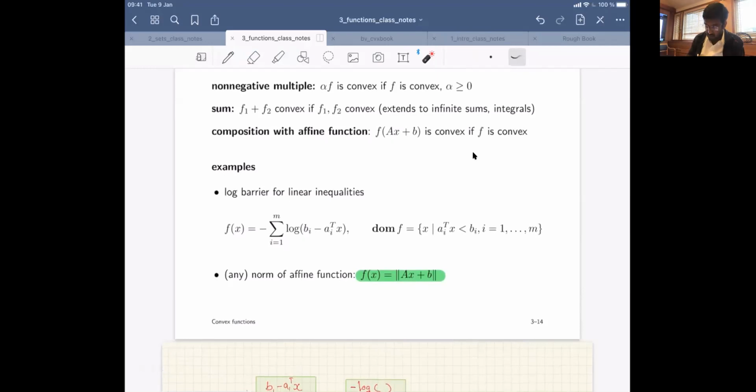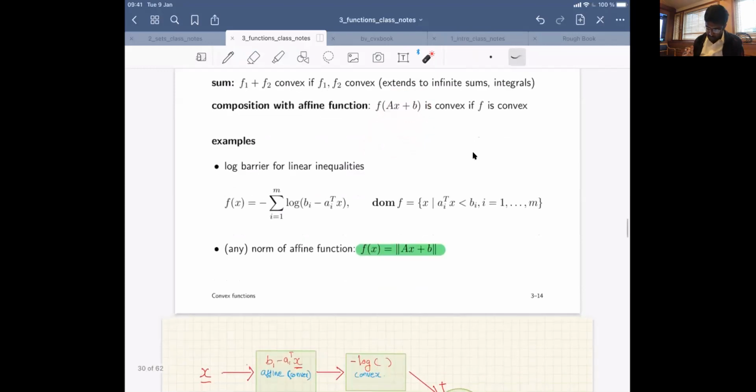Composition with affine function. So you have a function f, which is convex. Now I consider f of Ax plus b. So you have x, then you are taking an affine function of that, and then you're passing that to the argument of a convex function. Then the overall function will be convex in x.